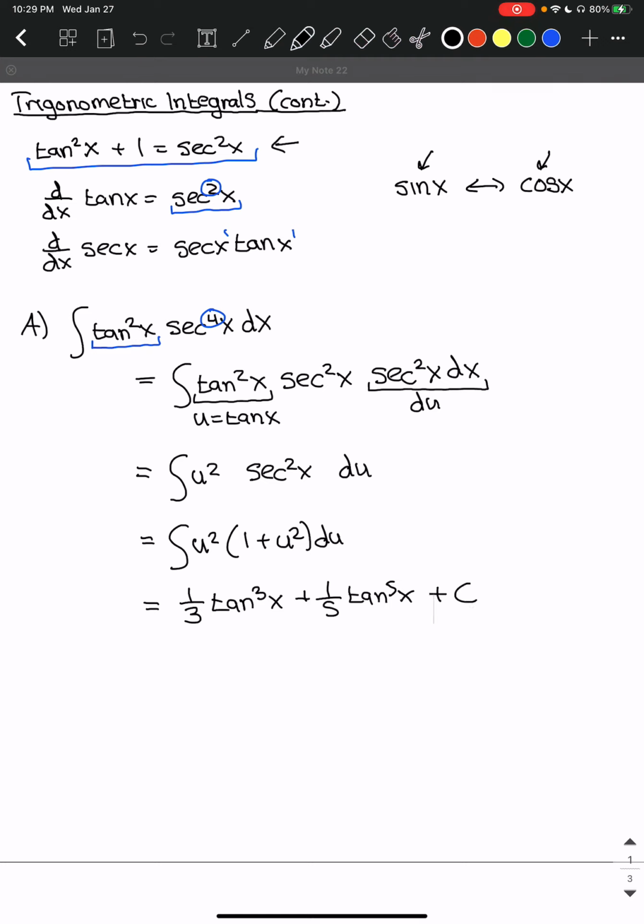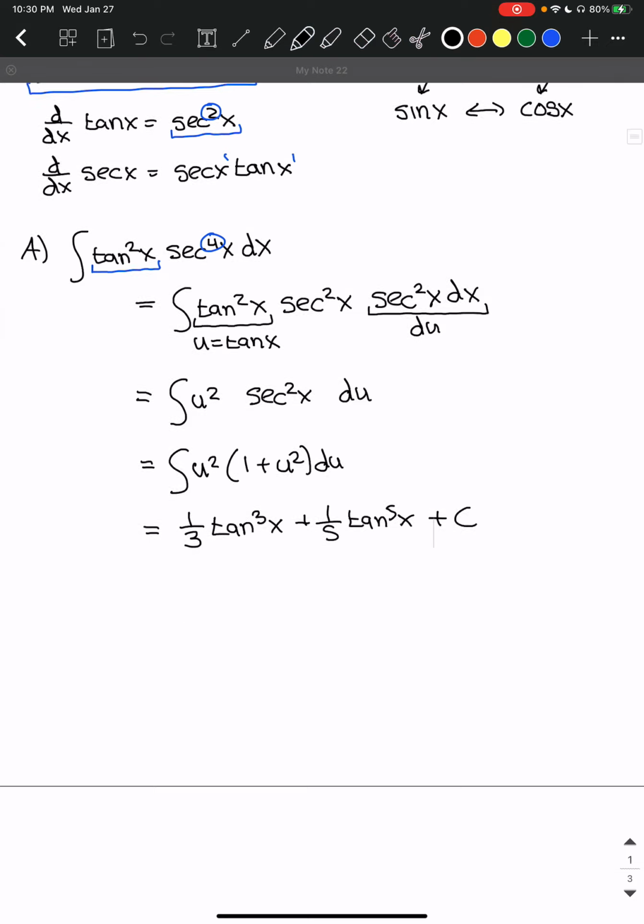Okay, so this is pretty typical. This looks a lot like the one we did, for example A in the last video, but they can get a lot more complicated. So let's go on to the second example here. Let's do the integral of tangent cubed all on its own.